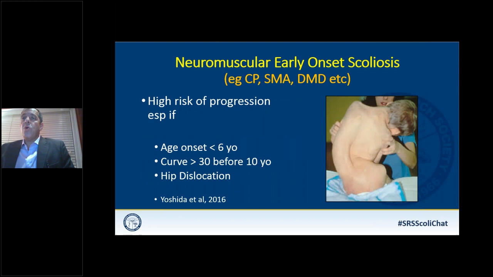Turning to neuromuscular early onset scoliosis, again, we're confronted with a heterogeneous group of disorders. Cerebral palsy most commonly, but also muscular dystrophies, spinal muscular atrophies. Today I saw a kid from Dubai with post-polio syndrome, and a variety of other neuromuscular disorders can cause quite rapid progression at an early age. We know that a curve with a magnitude of 30 degrees, less than 6 years of age, and especially with a hip dislocation, portends the absolute highest chance of progression.